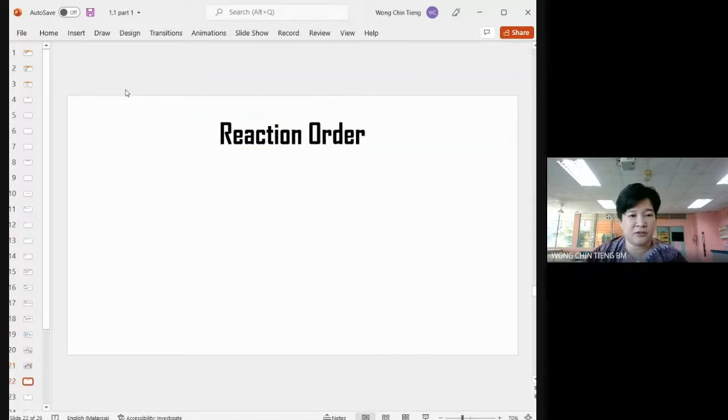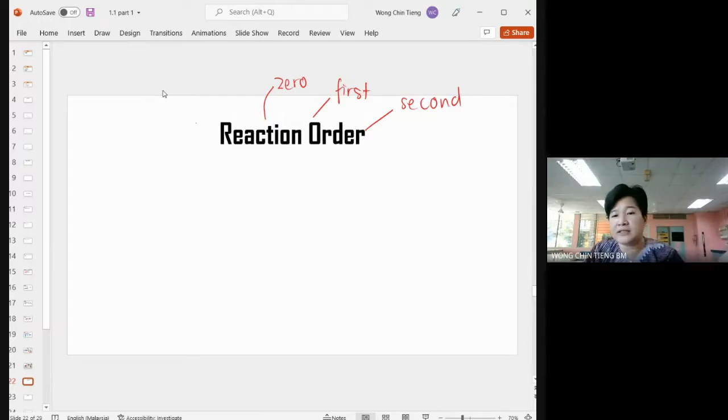Okay. Good. Reaction order. Nothing much. Reaction order over here, nothing much. Just we will focus on zero order. We will focus on first order. We will focus on second order. But we always have more than that. Dia boleh tanya third order, dia boleh tanya fifth order. Tapi kalau third order, fifth order, dia biasanya dia takkan tanya pasal calculation. Okay, so don't worry about that. Kalau calculation, zero order, first order, second order.